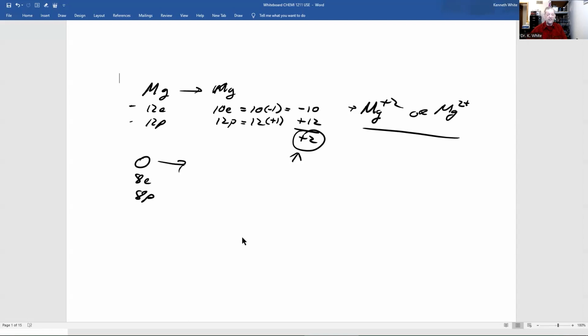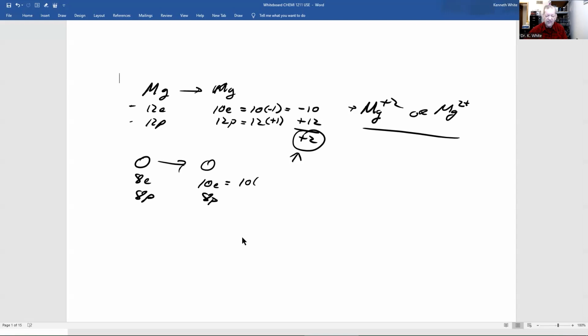So oxygen is at 8 electrons, 8 protons. It wants to have the same number of electrons as the nearest noble gas, neon, which is 10 electrons, but you don't change the protons. Still have 8.